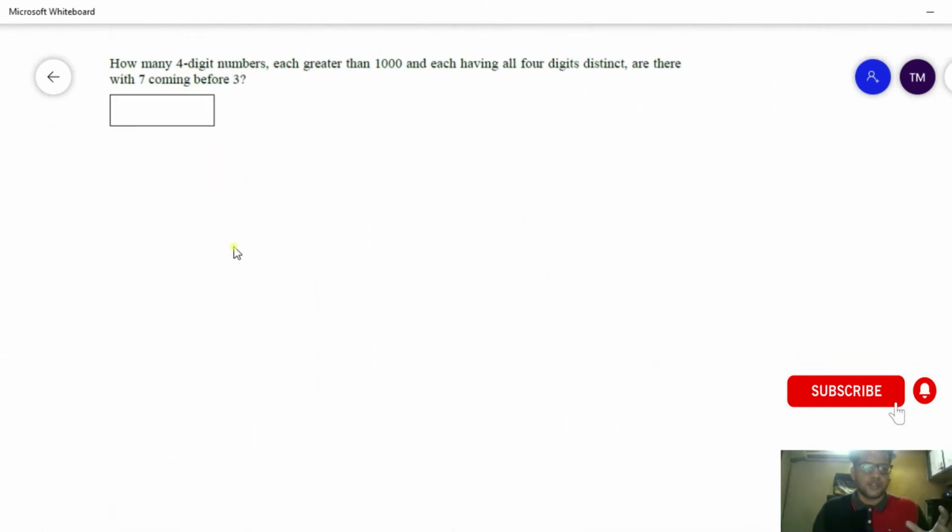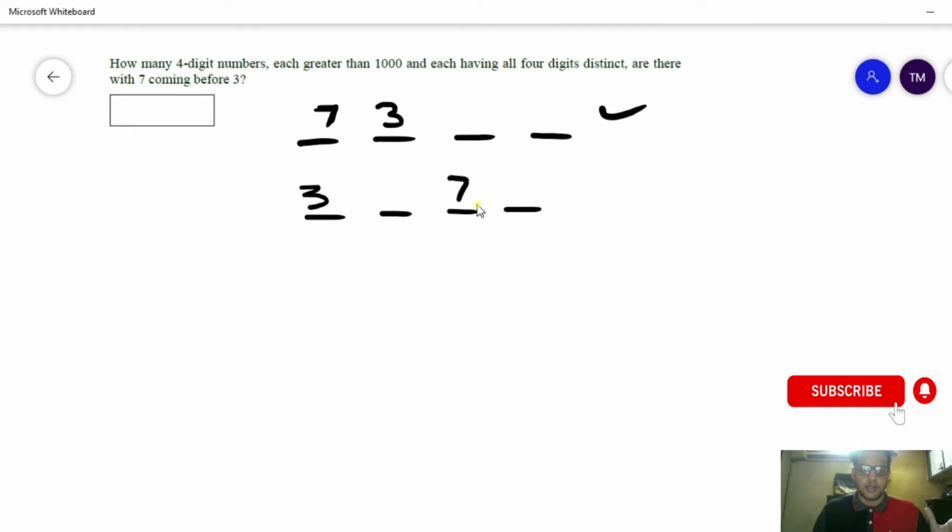The next question says: how many 4-digit numbers, each greater than 1000, each having all 4 digits distinct, are there with 7 coming before 3? That means 7 has to be to the left-hand side of a 3. So this is acceptable, but this is not acceptable. So how many numbers are there?